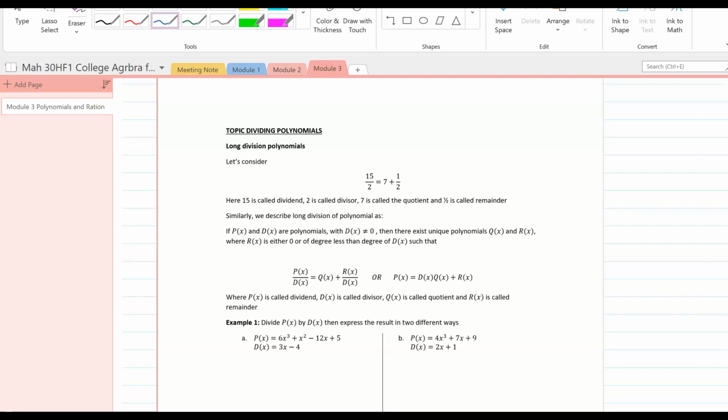Let's consider 15 divided by 2. So 15 divided by 2: 2 goes into 15 7 times and remains 1. So here in this case, 15 is called the dividend, 2 is called the divisor, 7 is the quotient, and 1 is the remainder.